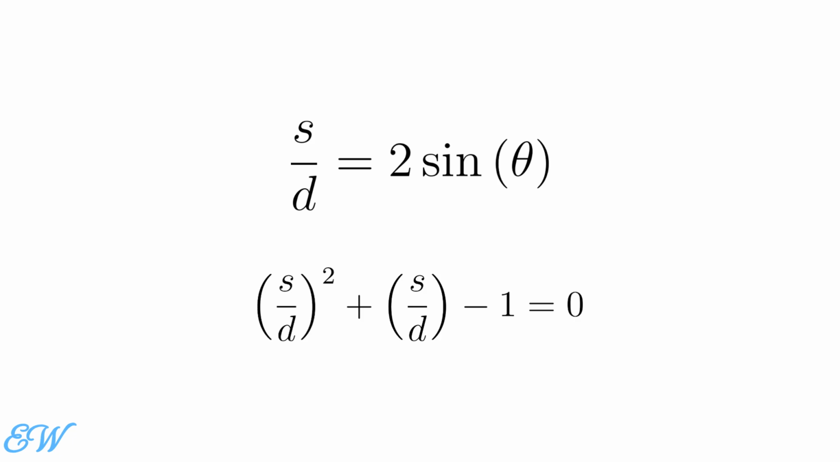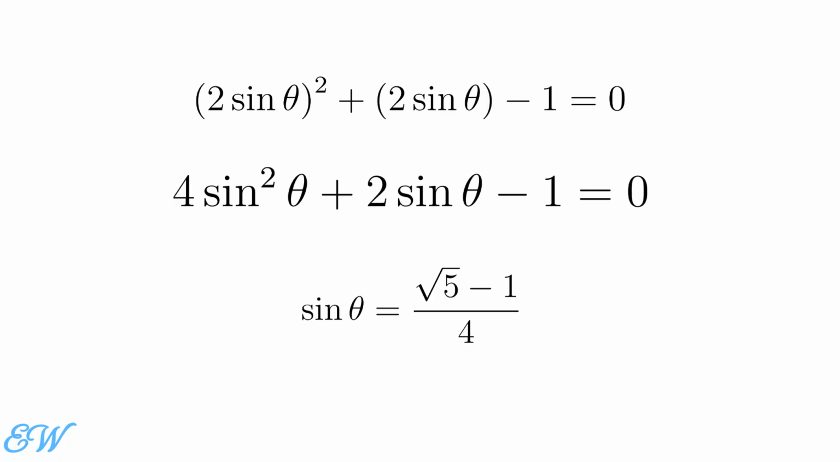So we know from our givens that S over D is equal to 2 sine theta. And in our equation that we just had, we know that S squared plus SD is equal to D squared. So let's subtract everything to one side and divide both sides by D squared to get that S over D squared plus S over D minus 1 equals 0.